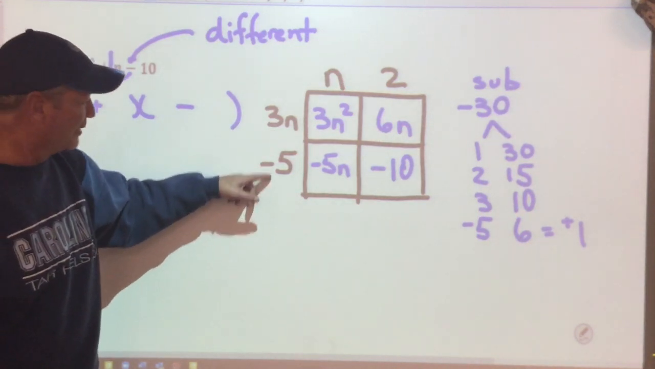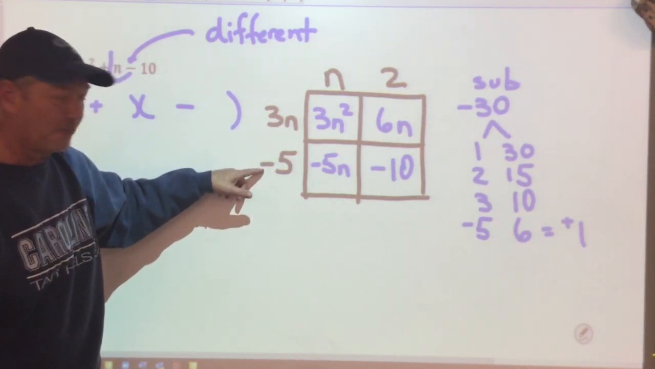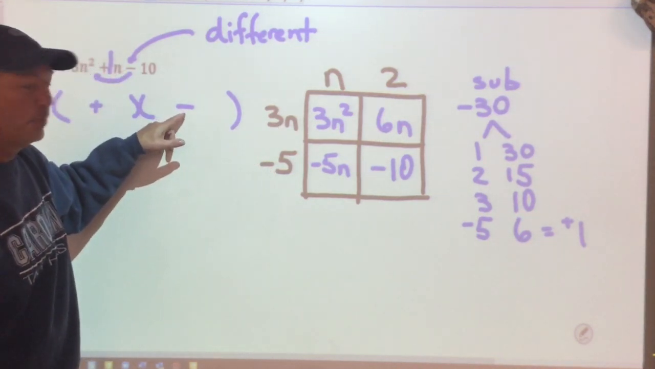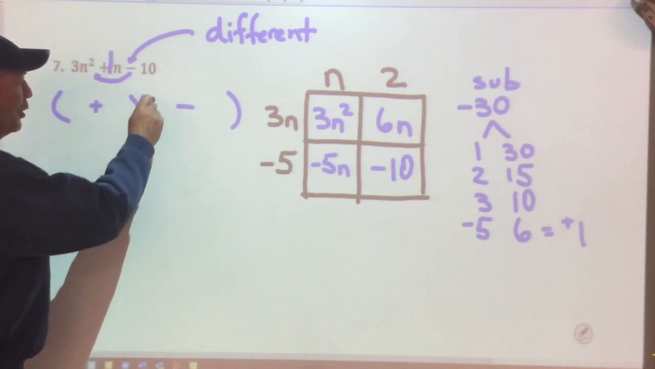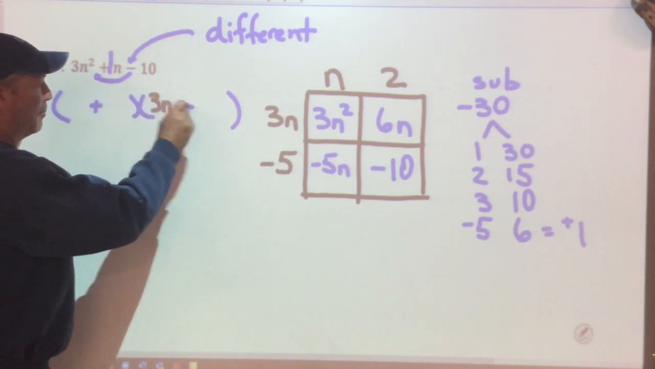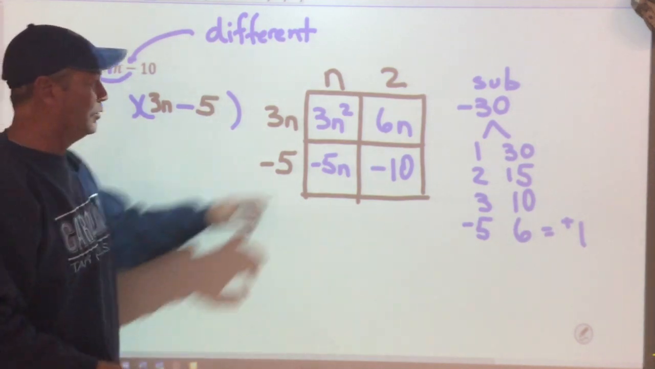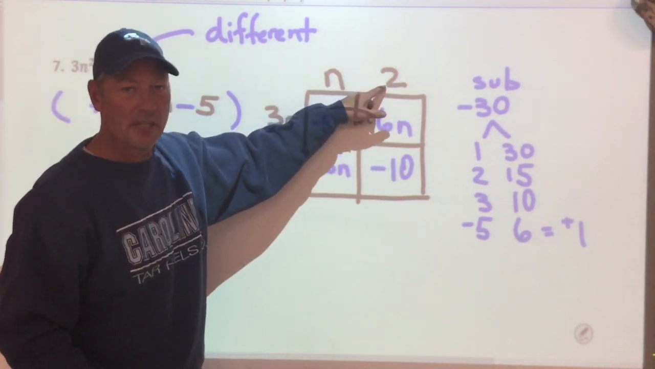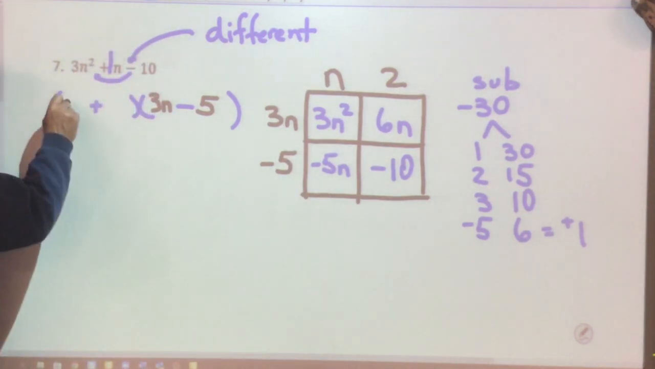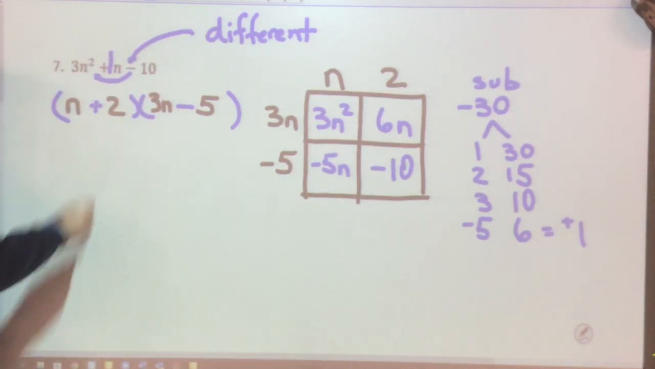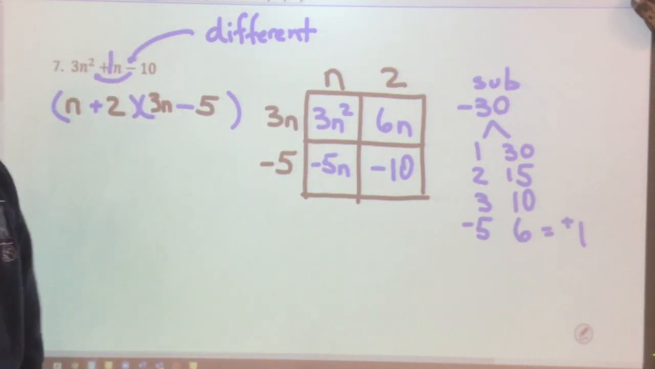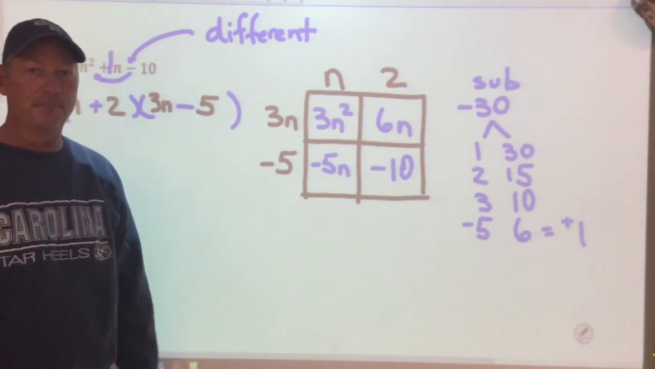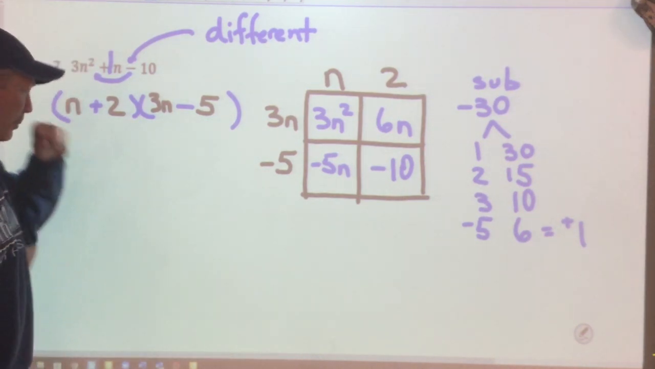Look, here's your minus sign, 3n minus 5. That tells you to put it in this parentheses, 3n minus 5. Then you take this and you put it in the first parentheses because this is a positive 2, n plus 2. Now you have factored using the box method. All right, let's try another problem.